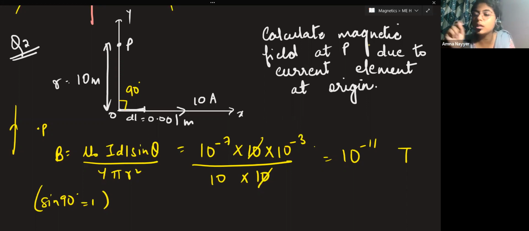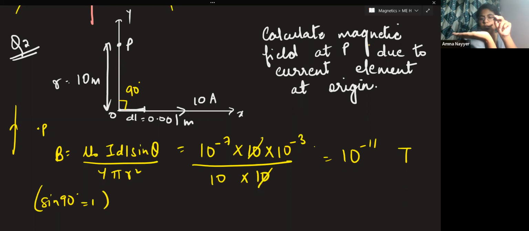Right now, current is flowing towards the x-axis. As I've told you, for myself, I prefer the second method, so here also I'll prefer the second method. What will happen this time? Current is flowing towards the positive x-axis. And where is point P? See, point P is situated somewhere here, like this is the case given. On the y-axis, point P is given.